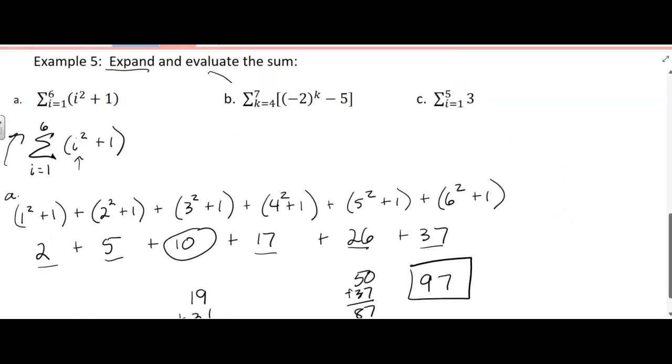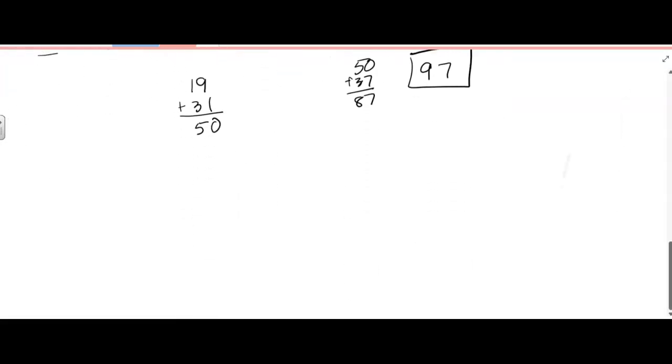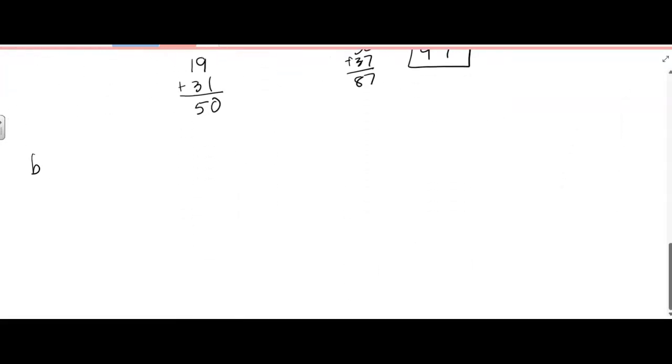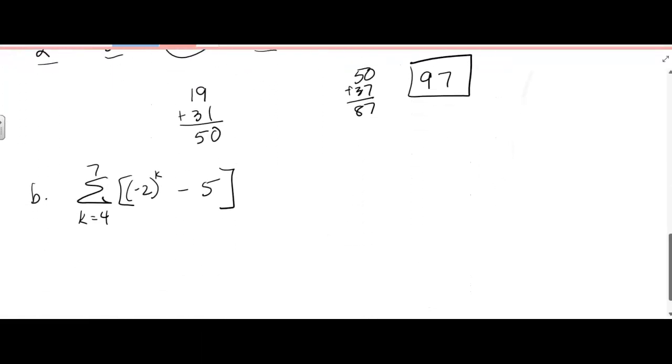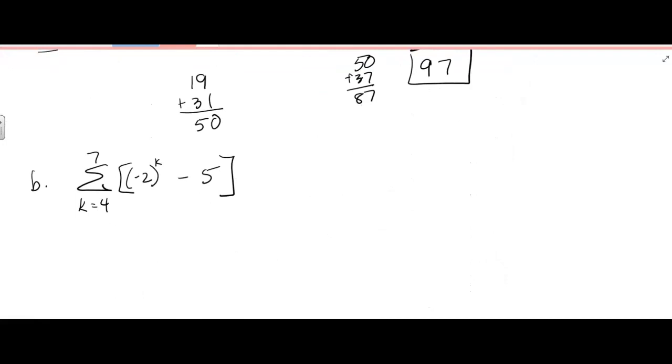Now, they can change the index. You don't have to start at 0 or 1. This time it's a K, and it's going from 4 to 7. So I'm going to rewrite this. Hopefully I can remember it. So part B, it's going from K equals 4 to 7, and it's negative 2 to the K minus 5. I got to double check and make sure that's right. Negative 2 to the K minus 5. Okay, great. And this is called summation notation.